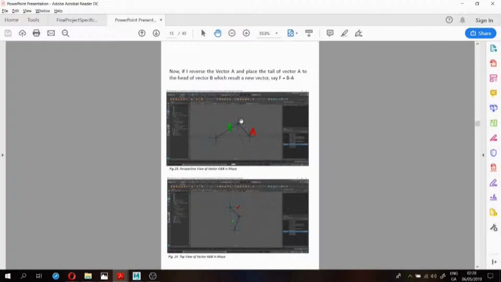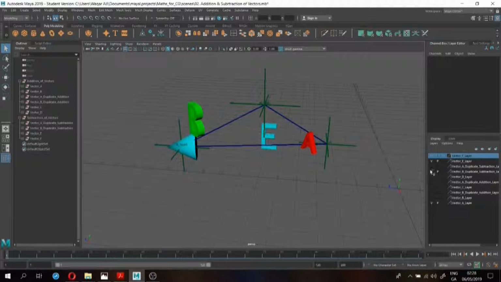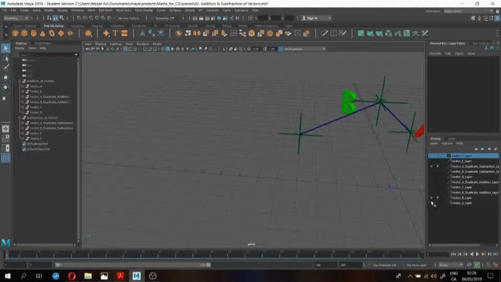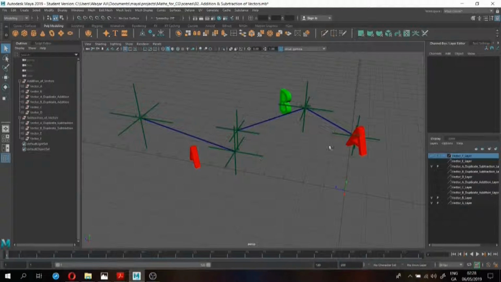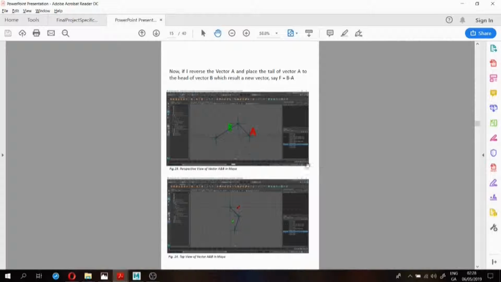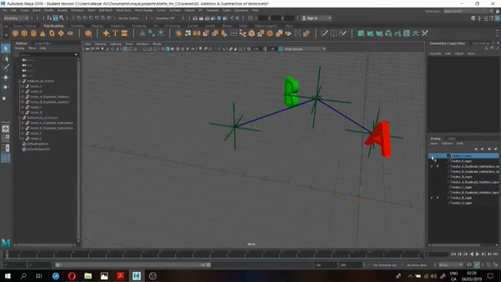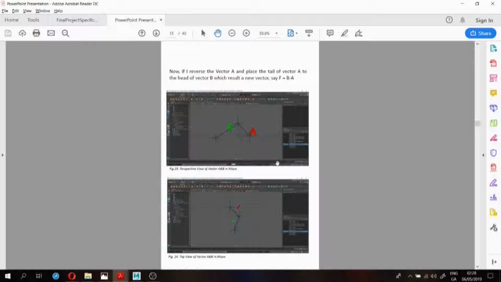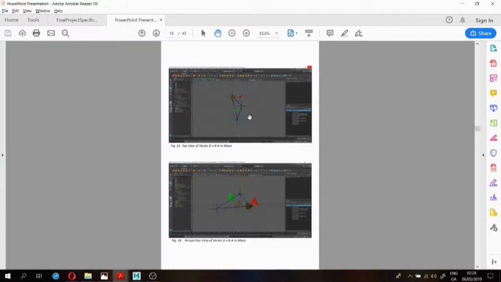So to get the B minus A, we will reverse the vector A. Now A is like this, so we will reverse it and place the tail of the vector A to the head of vector B, such that B minus A will give another vector F. So that's the top view and the perspective view of the B minus A.